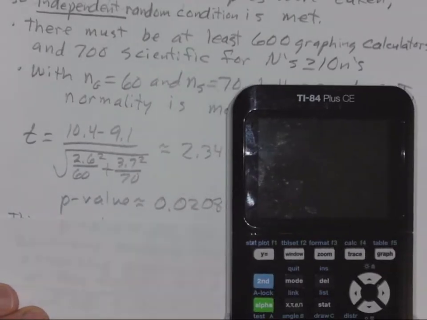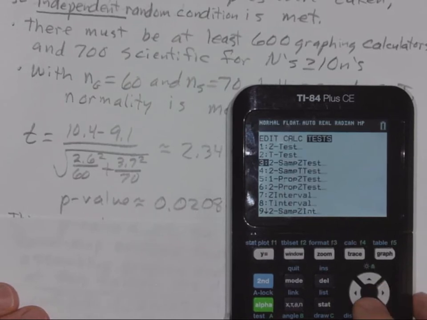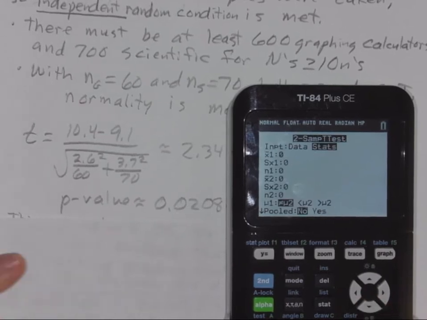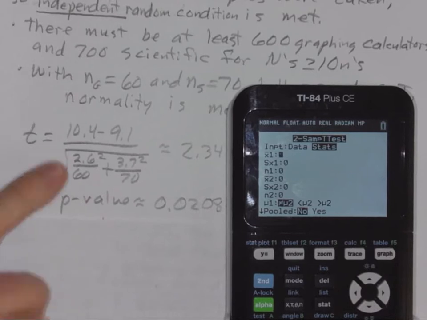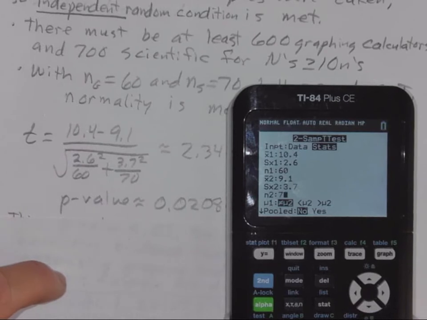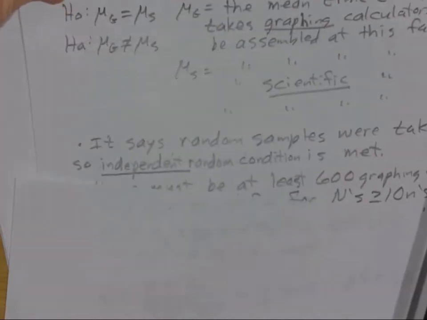But this is how you get this answer with your calculator. You would go stat, then test, and this is a two-sample t-test, option 4, 2-SampTTest. We're using stats here, so our first mean is 10.4, our first standard deviation is 2.6, and our first sample size is 60. Then our second mean is 9.1, our second standard deviation is 3.7, and our second sample size is 70. Of course, those numbers were all listed up in the problem there.